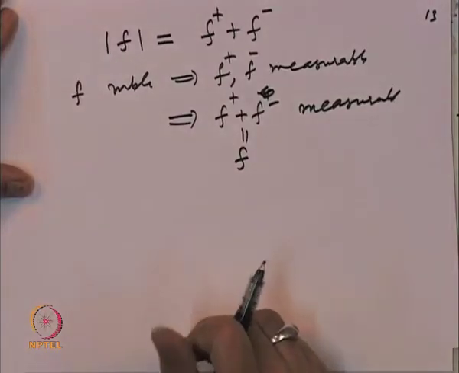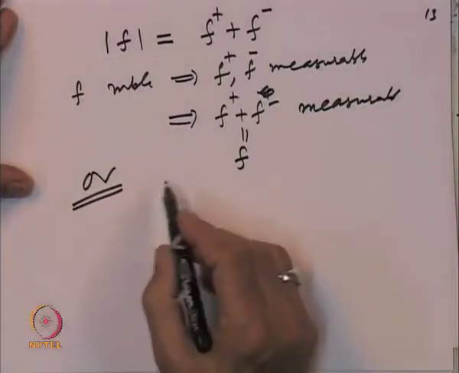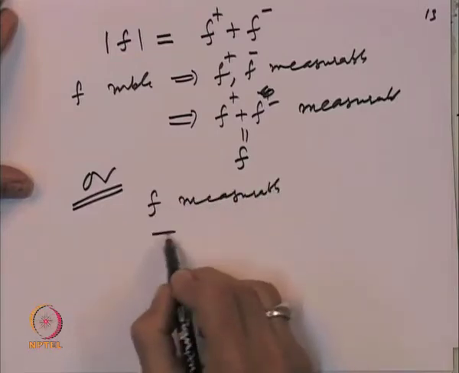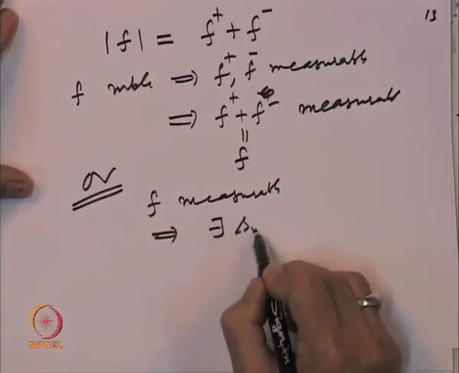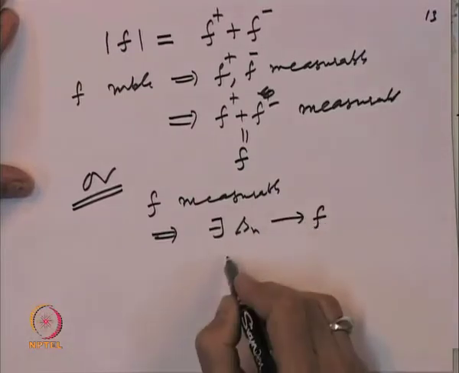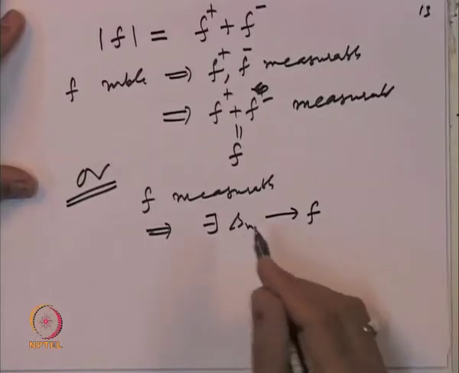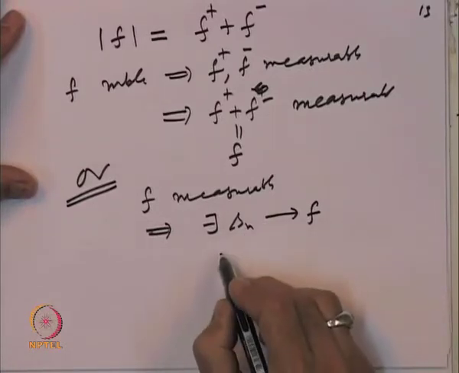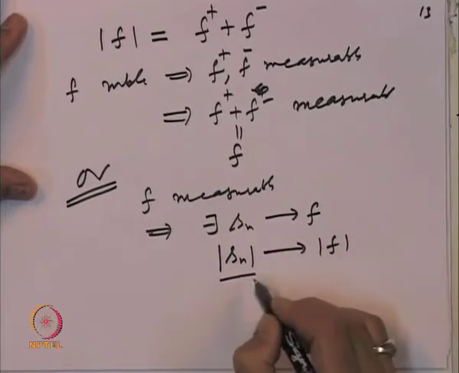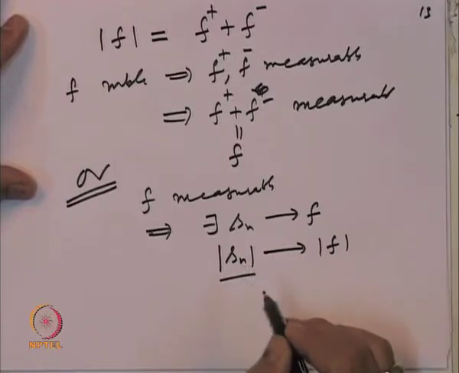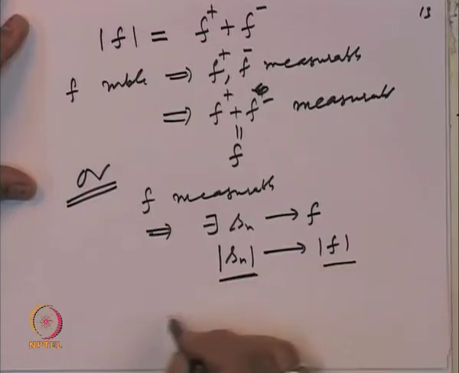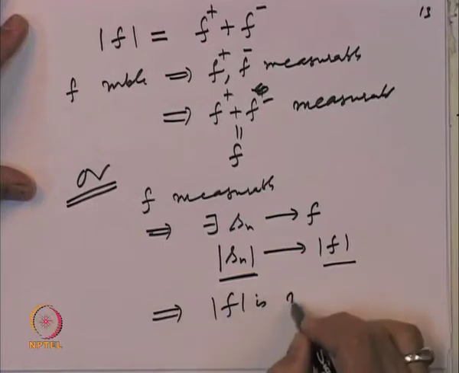So, that is one way of looking at it, or you can also look at it from the sequence point of view. f measurable implies there is a sequence S n of simple measurable functions converging to f. But then a simple argument which works for sequences, which we have already seen, gives that mod of S n converges to mod f. And observe, if S n is simple, then mod S n is also simple for every n. So, there is a sequence of simple measurable functions converging to mod f, that means mod f is measurable.